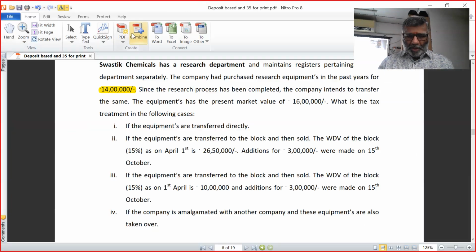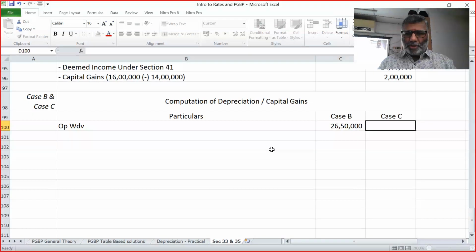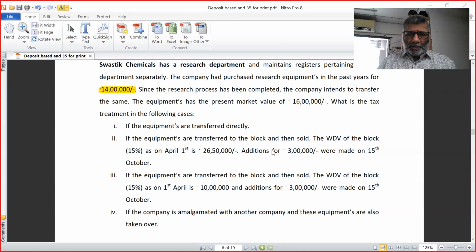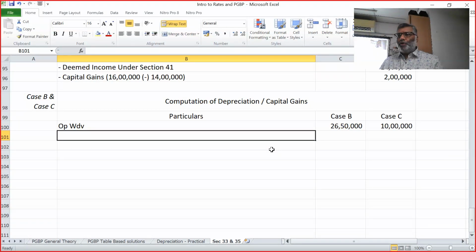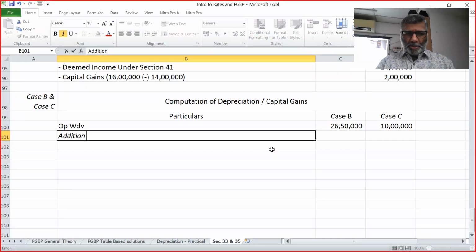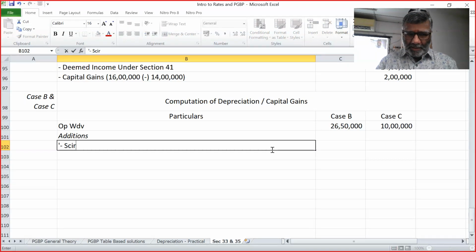Opening WDV, both the cases, the opening WDV is given, and addition is 3 lakhs on 15th October. Opening WDV 26 lakh 50,000 and 10 lakhs. Opening WDV 2650 and 10 lakhs. Additions.